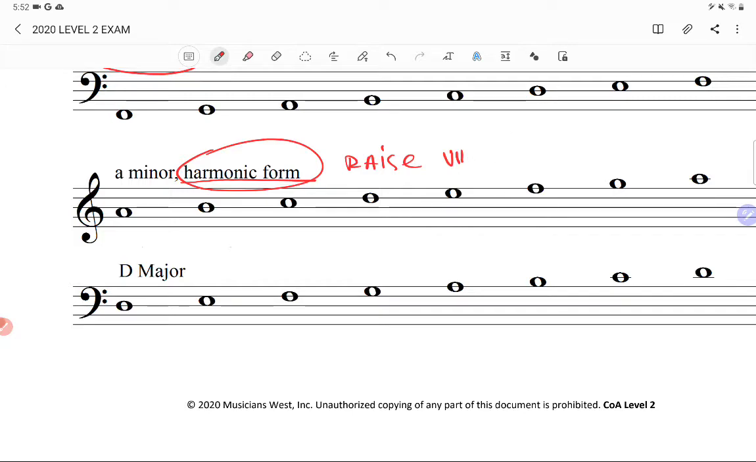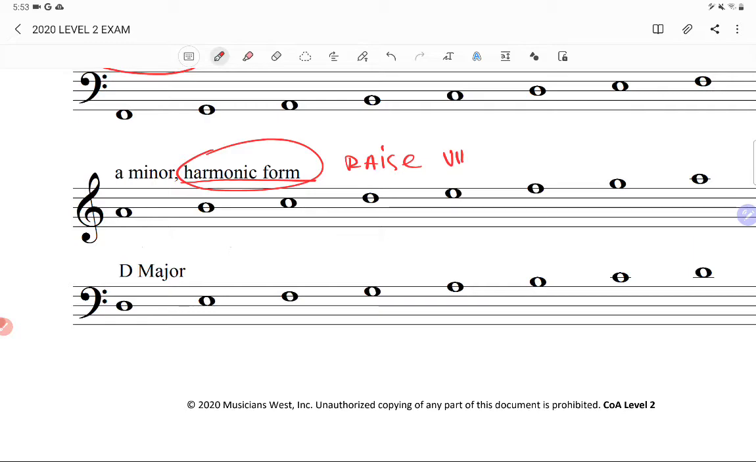So if it was flat, it becomes natural. If it was natural, it becomes sharp, okay? We just go to the right. So let's say instead of C, we would play C sharp, right? Instead of D, we would play D sharp. Or for example, instead of B flat, we would play B natural, okay?